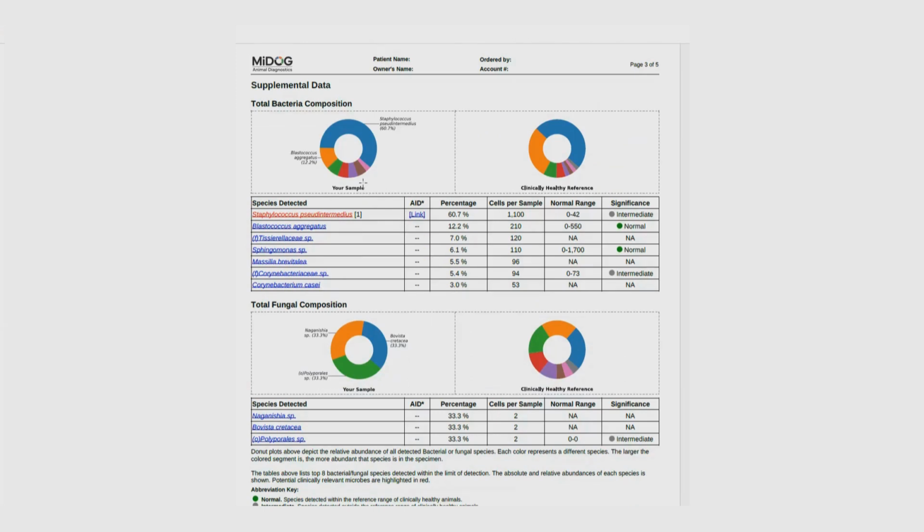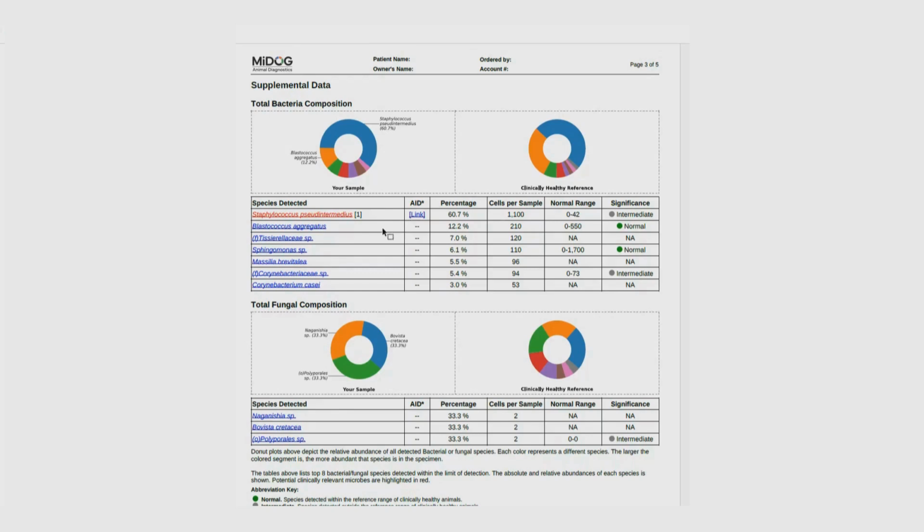On page 3, we show the total microbial composition. The first plot on page 3 indicates the overall microbial presence of bacteria. You can scroll down and see in the table just below, we've indicated the pathogenic species in red. And again, the link to our AID database.